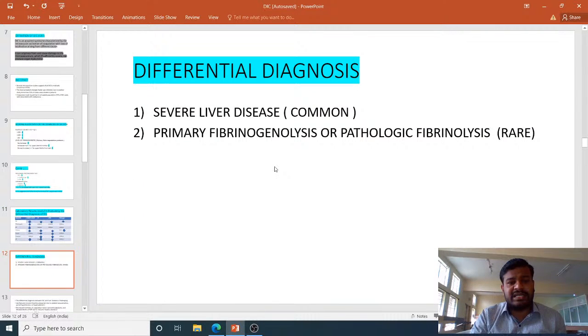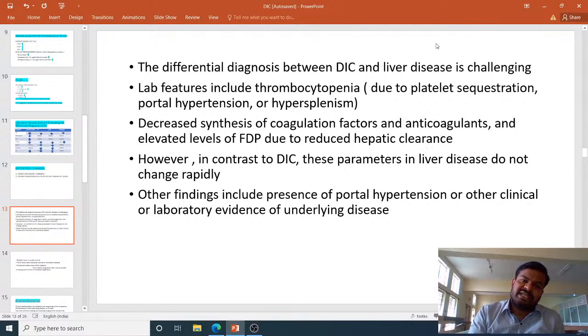The other differential diagnosis can be severe liver disease, which is more common, and primary fibrinolysis or pathologic fibrinolysis, which is rare. The differential diagnosis between DIC and liver disease is challenging. Lab features include thrombocytopenia due to platelet sequestration in portal hypertension and hypersplenism, decreased synthesis of coagulation factors and anticoagulants, and elevated level of fibrin degradation products due to reduced hepatic clearance.